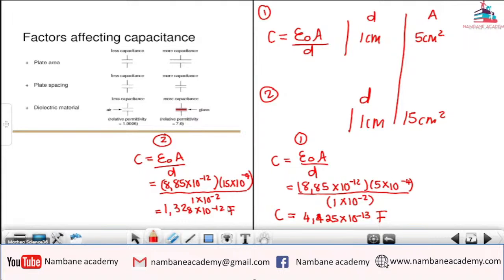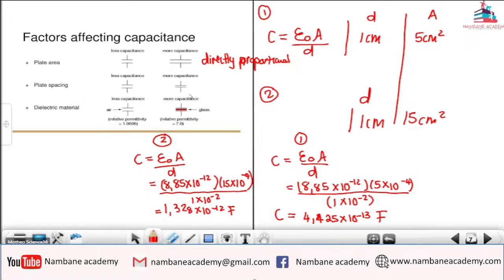Now here the issue is you're not used to working with these small numbers, so it's difficult for you to see. But this is in scientific notation. Negative 12 is a smaller number, which means this number is larger and this number is smaller. So what happens now when it comes to the area? The greater the area, the more the capacitance. The less the area, the less the capacitance. So they are directly proportional.